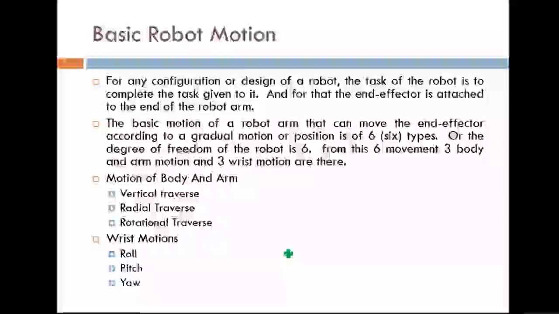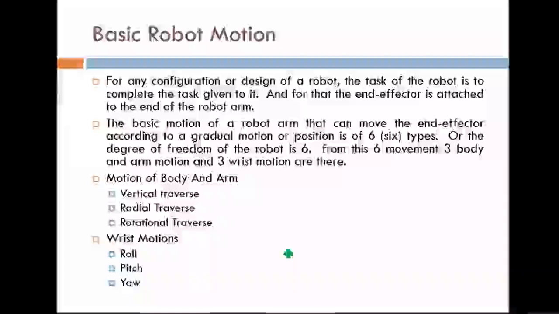So in the robot, this type of finger and palm is attached at that point. This palm and finger move, or the motion is in which type? It has three types of motion, the wrist motion: roll, pitch, and yaw. Roll means the rotation, pitch means the linear, and yaw means also the linear.